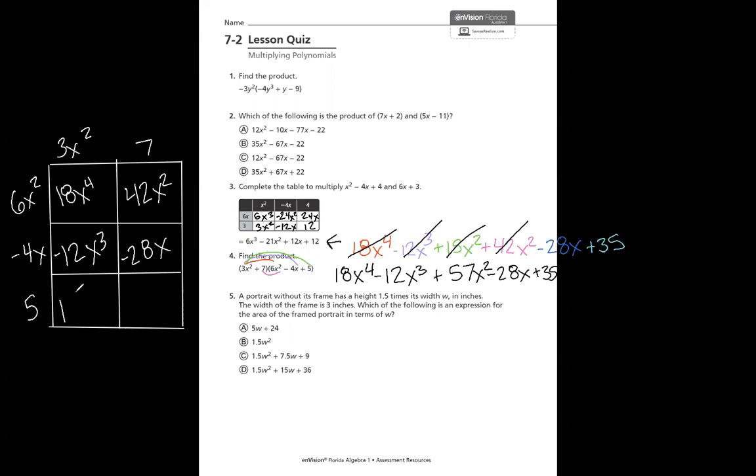At the bottom, we've got 15x squared because we multiplied 3 times 5 and got 15. And lastly, 35. And you'll notice all of the numbers are the same. So you can see that this is going to work regardless of what you do. You just want to make sure you pick a strategy that works best for you. And then when you go to write your answer, just make sure, again, you're going to need to combine your x squareds.